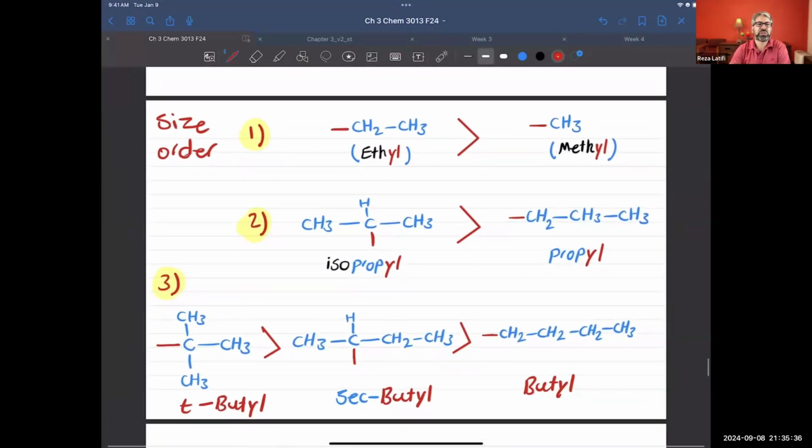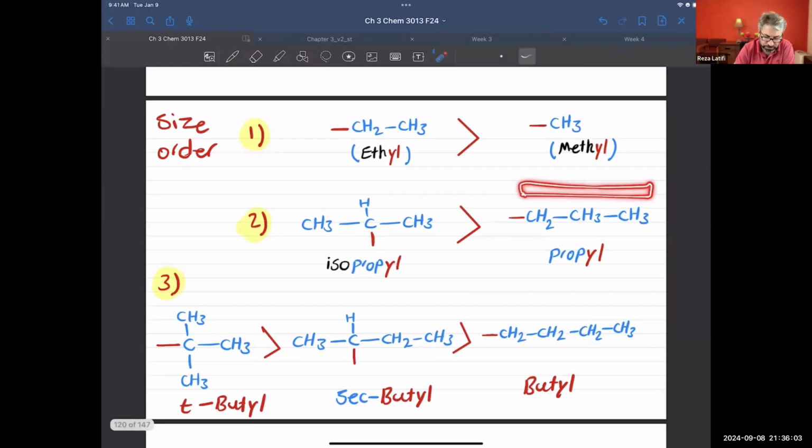This is the trend for the substituents. Ethyl, of course, is going to be bigger than methyl because it has one more CH2, and that's going to make it closer to the hydrogen atoms. Now how about the propyl? Propyl versus isopropyl. Propyl is linear.